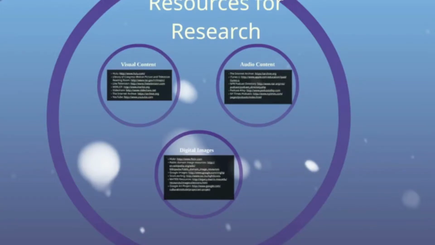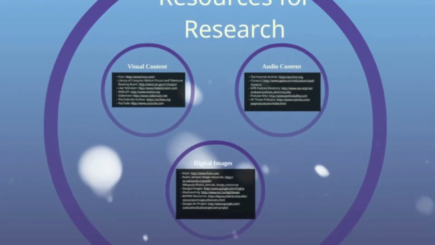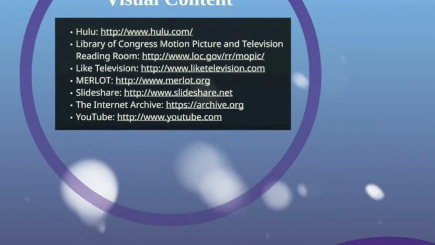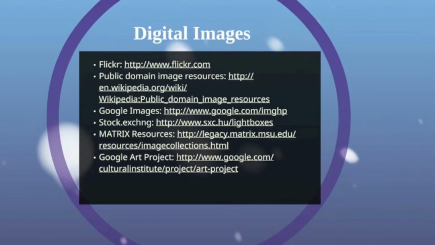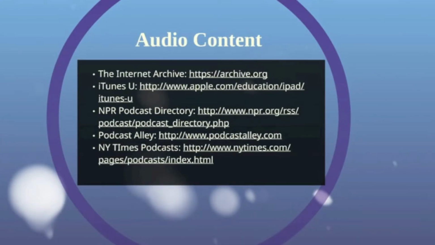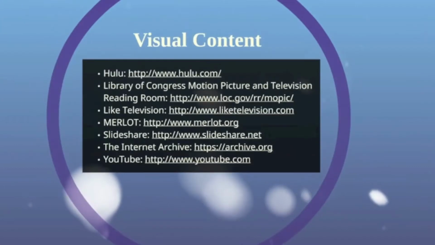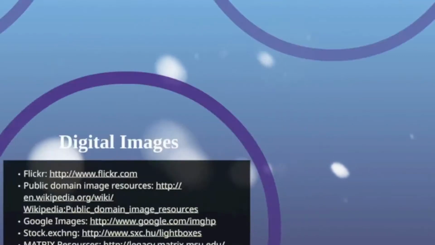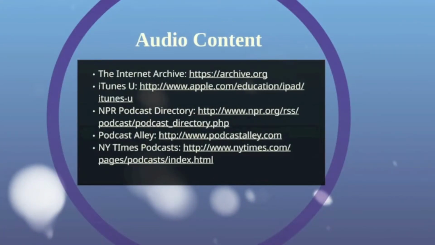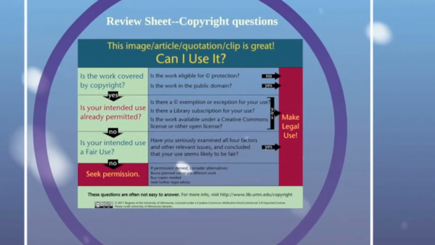Armed with these ideas of how you use things, what falls under fair use, what doesn't, we've given you three different areas to look for the images and the content that you want to use in your multimedia presentation. Visual content, which is films, digital images, which are pictures, photographs, etc., and then audio content. If you click on any of these links, it will take you to the search page for the relevant area.